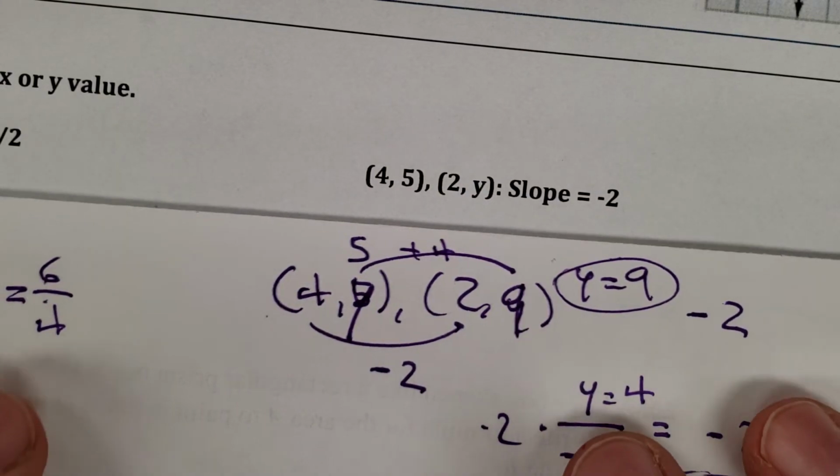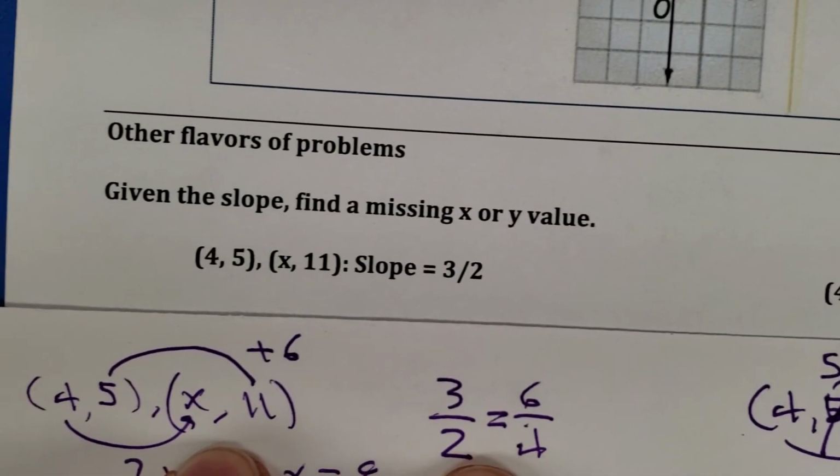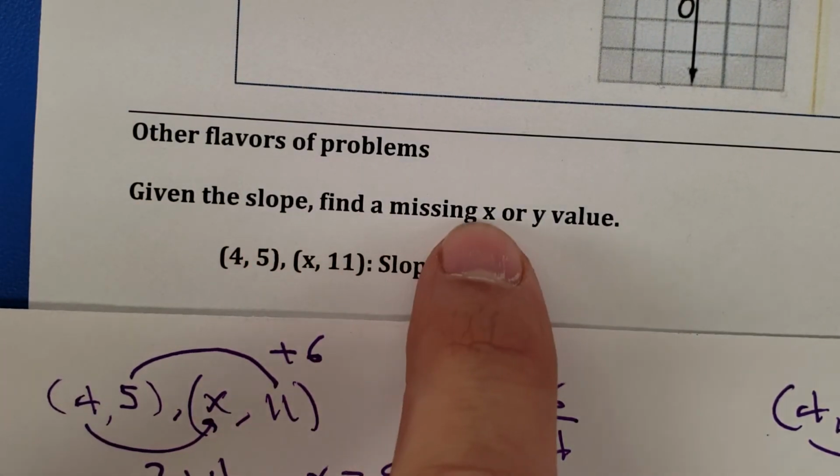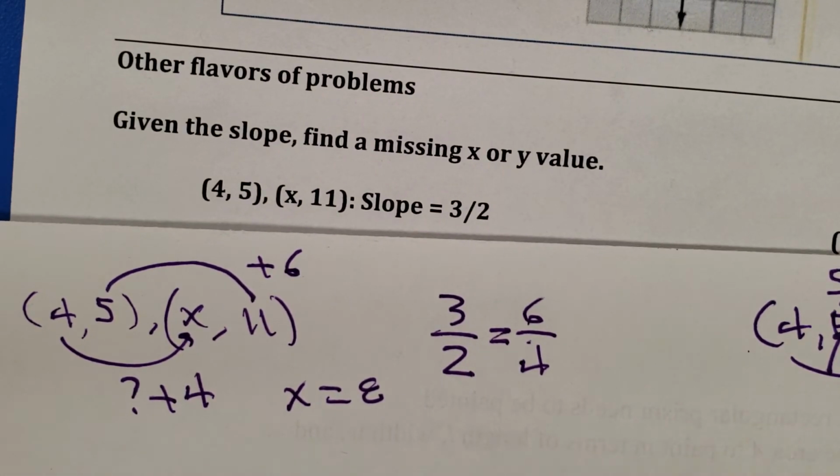Okay, so that's the type of problem you are going to see where they give you the slope and you're missing an x or a y, and you have to find the change in y or the change in x and then apply it.